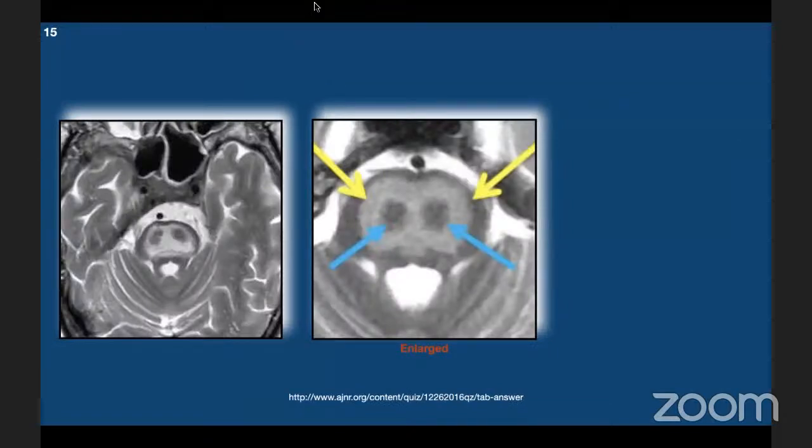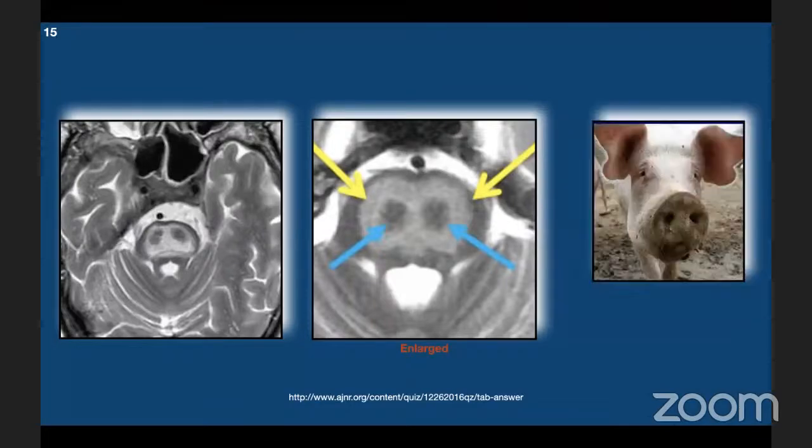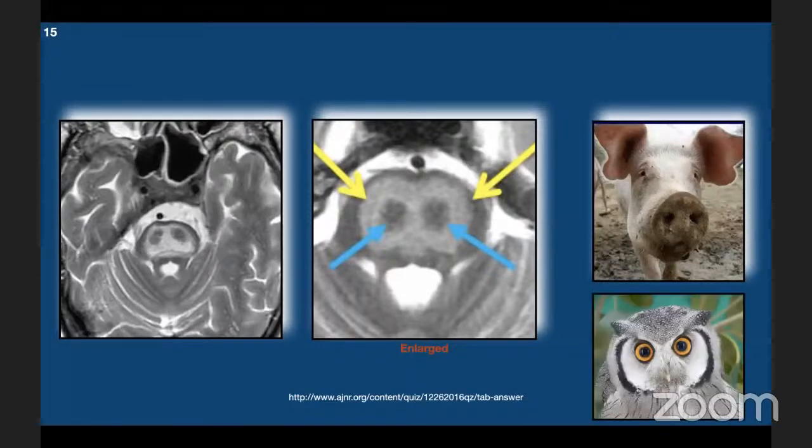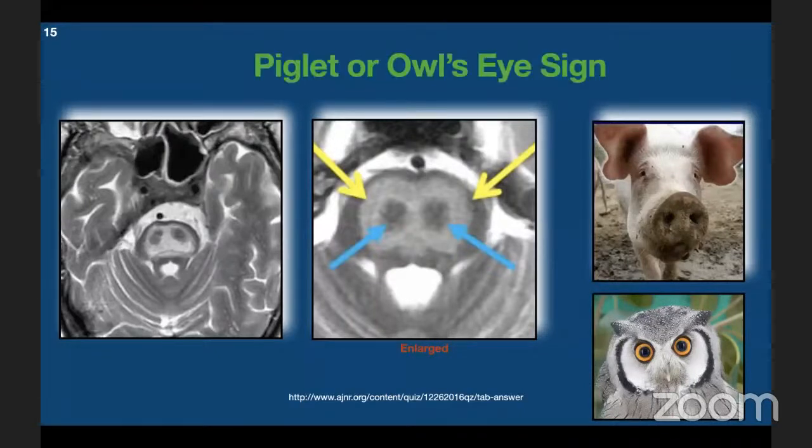This patient was treated aggressively for rapid correction of hyponatremia. The axial T2 images show findings compatible with central pontine myelinosis. The transverse pontine fibers appear as high signal with preservation of corticospinal tract and tegmentum without any mass effect. These findings resemble the snout of a pig or the face of an owl. In radiology literature, it has been described as piglet sign or owl sign. The corticospinal tracts represent the nostrils of the pig or eyes of the owl.